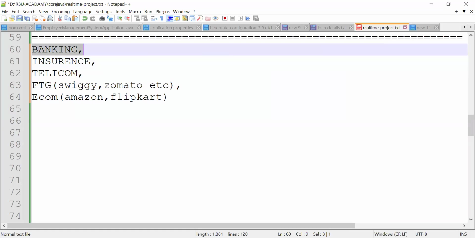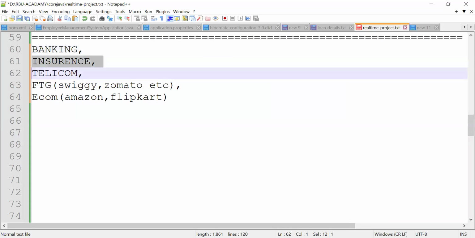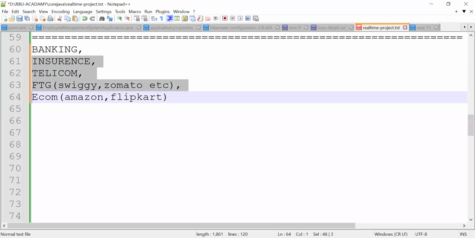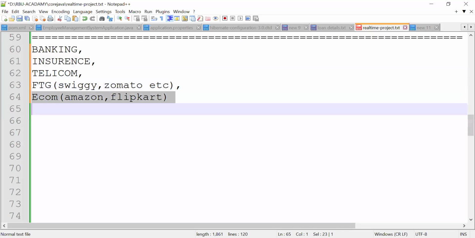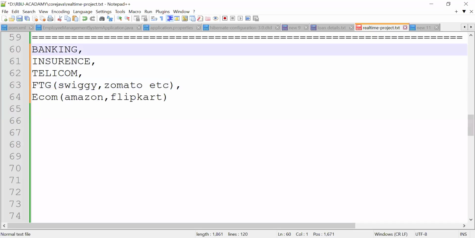Almost I have been into banking, but not directly into personal banking. I have been into insurance, telecom, not food delivery, but I have been in the e-com domain for many years. Each domain will have so many projects internally. If I say banking, you will think only of the banking applications which you are using, personal banking, internet banking, where we log in and add payees and do transfers.